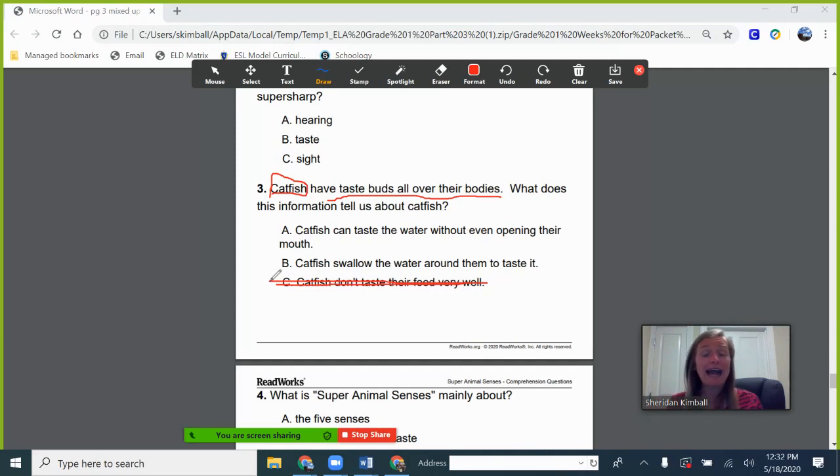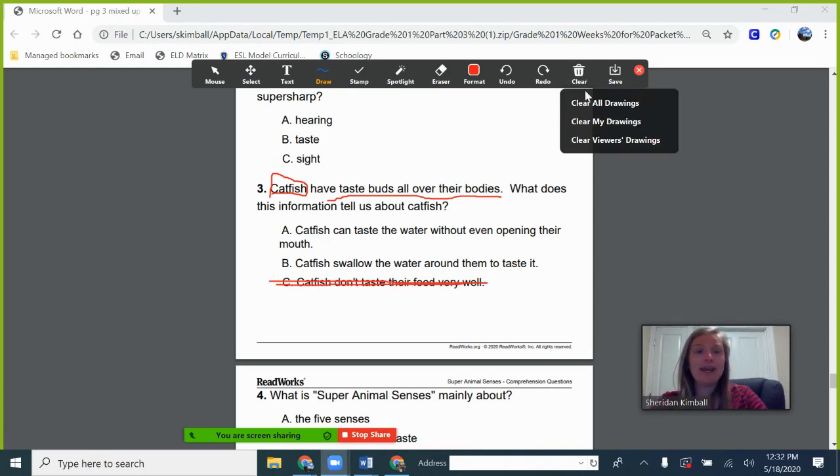That's not a choice that will make sense. So you need to decide, is it letter A or is it letter B? Let's read those choices again. What does this information tell us about catfish? Is it A, catfish can taste the water without even opening their mouth? Or is it B, catfish swallow the water around them to taste it? Make your choice. Okay, I'm going to clear all of that.